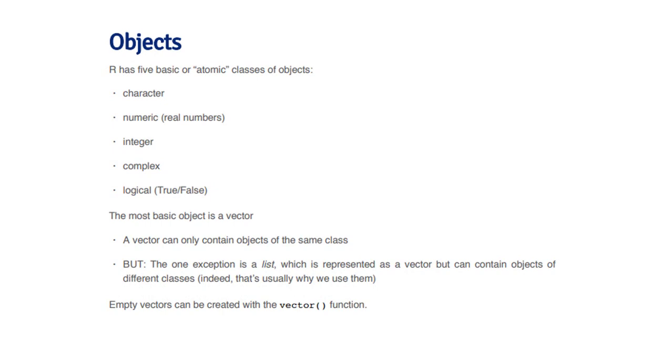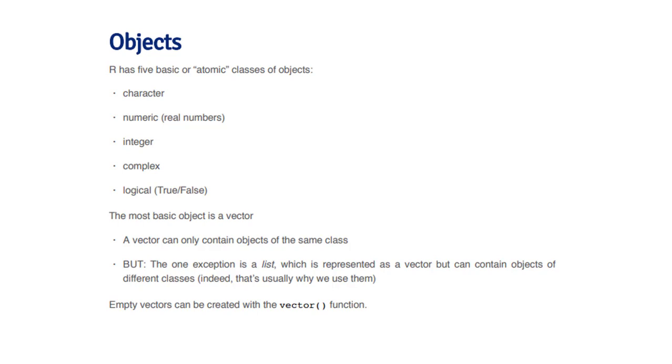All of the things that you manipulate in R, all the things that we encounter in R are what might be called objects. Objects can contain all different kinds of data, but everything in R is an object. So R has 5 basic atomic classes of objects. These are very low level or basic classes of objects: character, numeric, so these are like real numbers or decimal numbers, integers, complex numbers, and logicals. Logicals are just true or false type things.